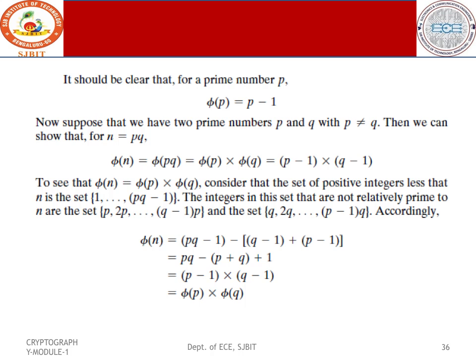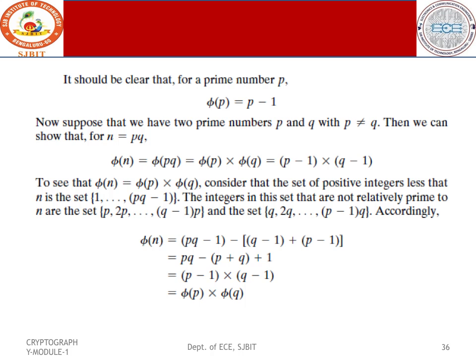Consider that any integer that divides n must divide either of the prime numbers p or q. Therefore, any integer that does not contain either p or q as a factor is relatively prime to n. Further, the two sets just listed are non-overlapping because p and q are prime. We can state that none of the integers in the first set can be written as a multiple of q, and none of the integers in the second set can be written as a multiple of p.